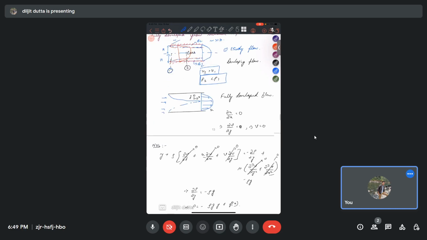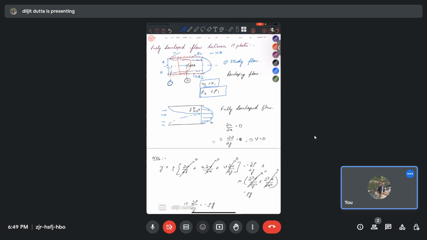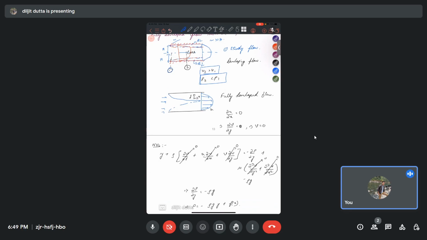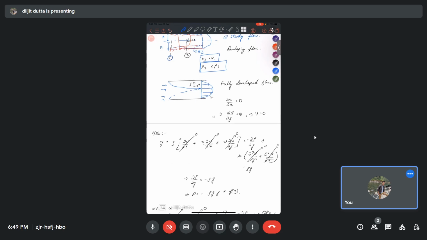Now in a fully developed flow, the boundary layers have vanished and we get a fully developed flow. In that case, after fully developed, what we see is that the rate of change of u with x is 0, that is we consider uniform flow, and the rate of change of vertical velocity with respect to y is also 0. So this gives v equals to 0.